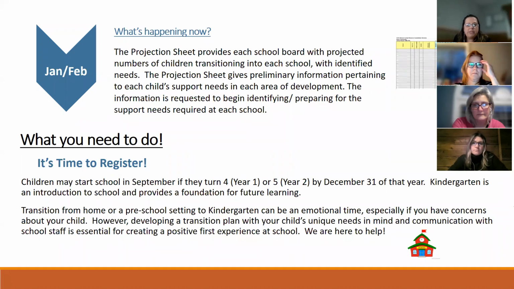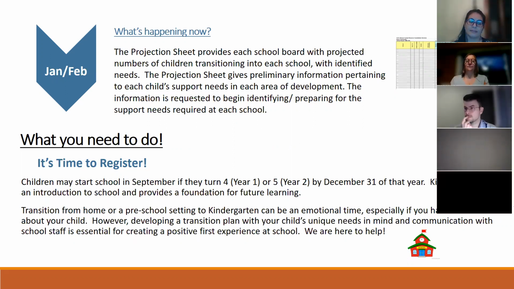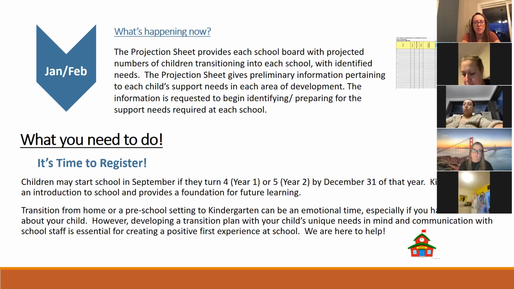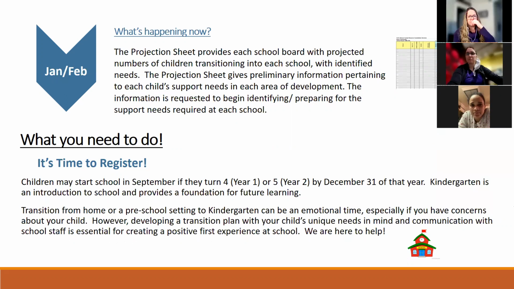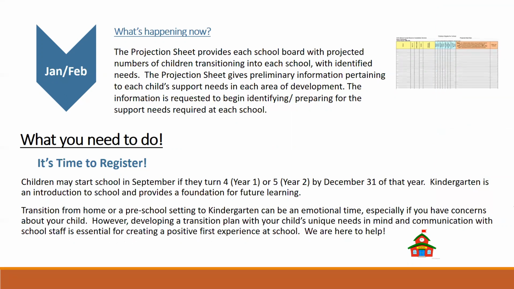So what do you need to do around this time? January and February, registration starts to open with the school, and it's really important for you to get your child registered. Children may start school in September if they turn 4. That means they'll enter into year 1, what's familiar to parents as junior kindergarten or JK. Or if they're 5 by December 31st of that year, they'll enter into year 2, which most families are familiar with as senior kindergarten or SK.